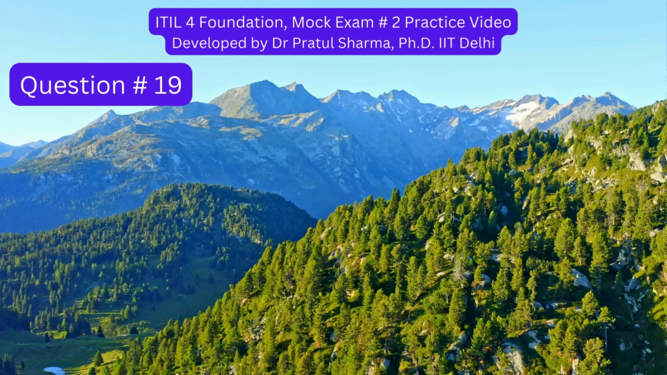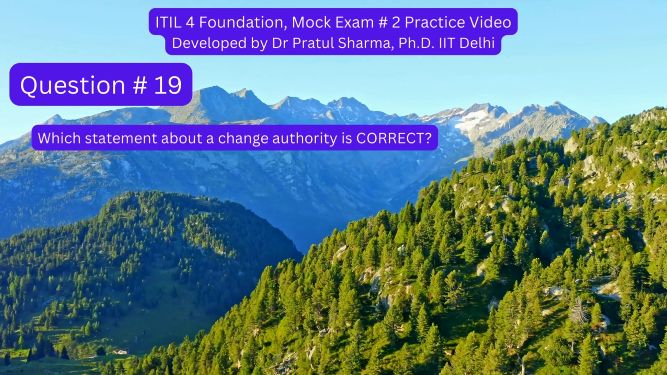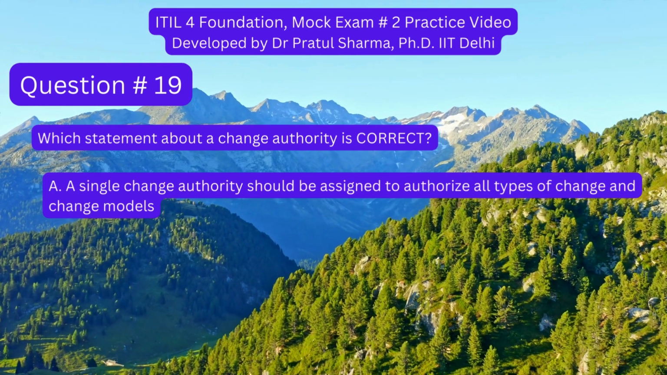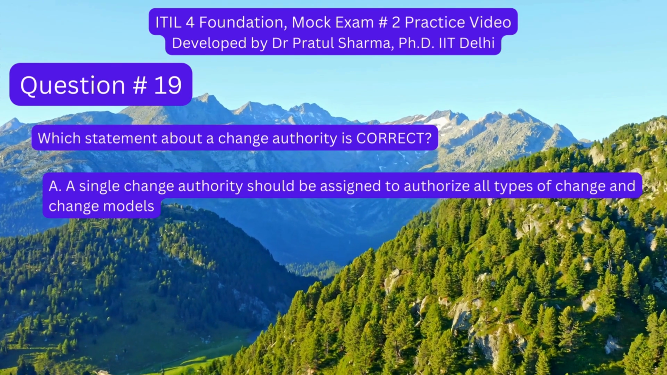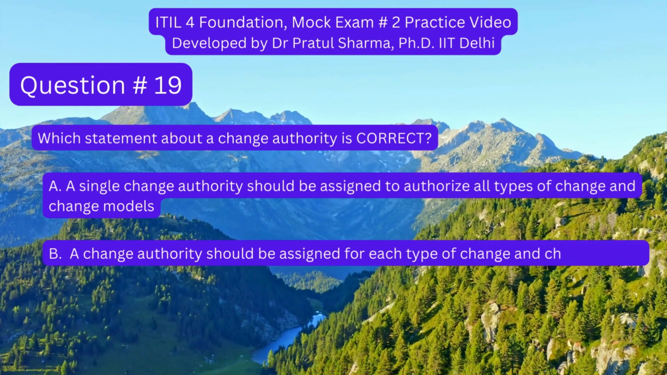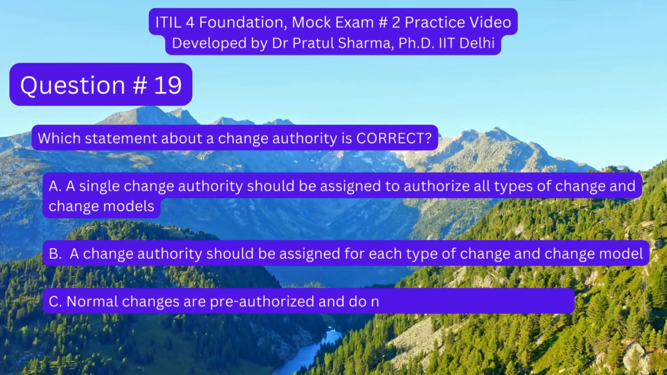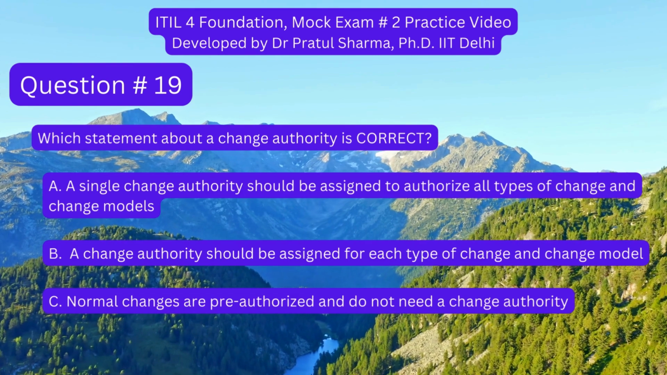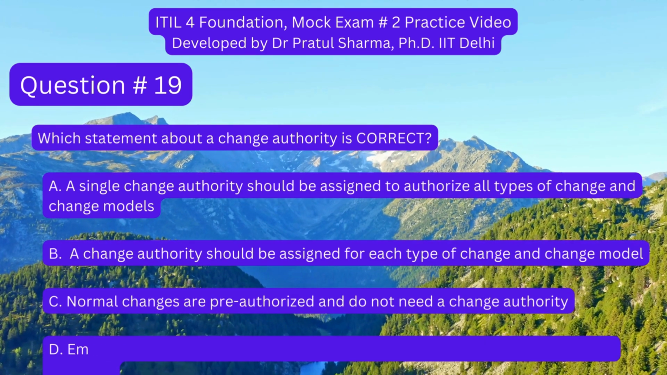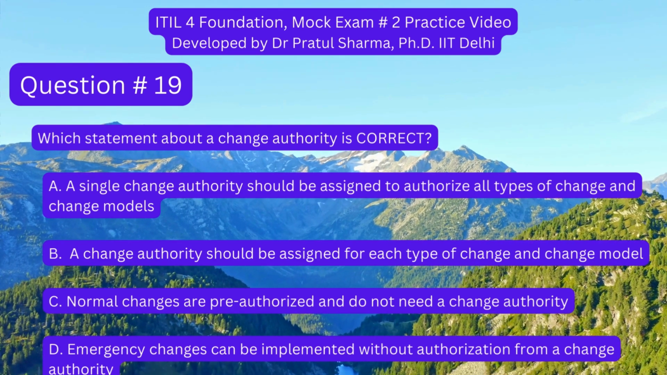Question number 19. Which statement about a change authority is correct? A. A single change authority should be assigned to authorize all types of change and change models. B. A change authority should be assigned for each type of change and change model. C. Normal changes are pre-authorized and do not need a change authority. D. Emergency changes can be implemented without authorization from a change authority.